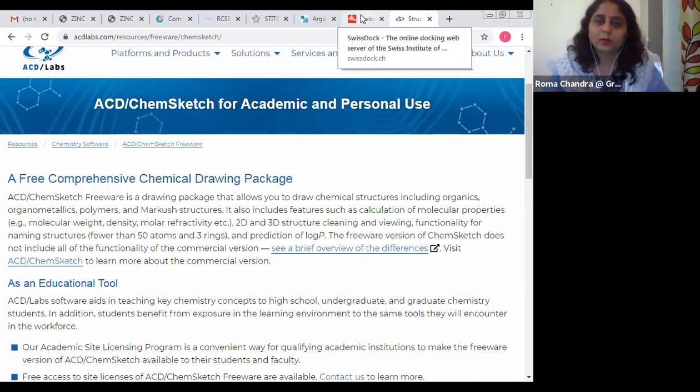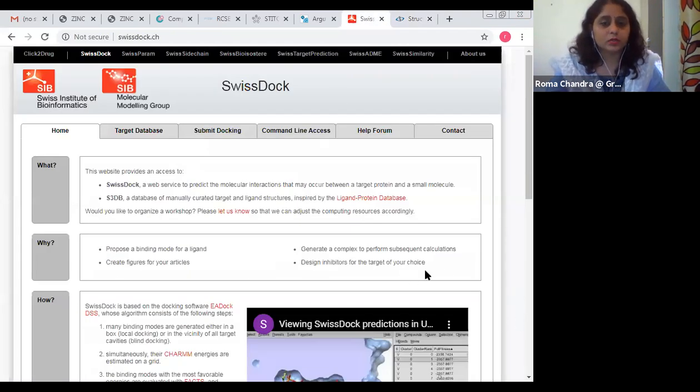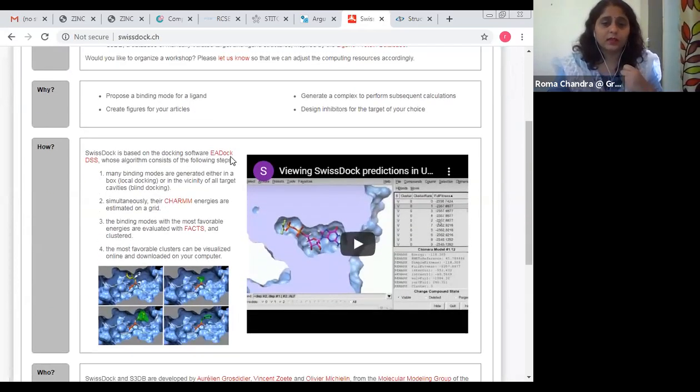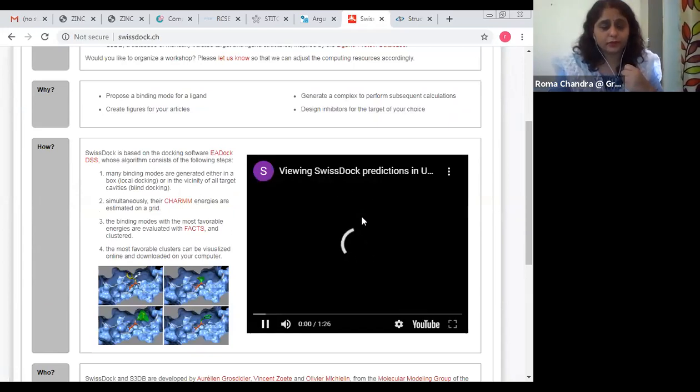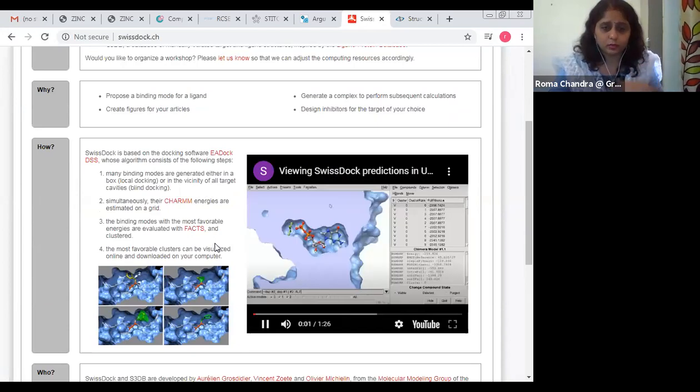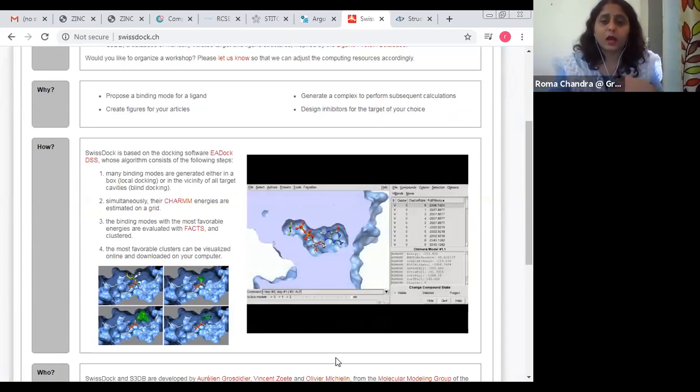But then we need to understand what about the interaction between the two. So Swiss Dock is again a database, a tool basically, that helps to study the interaction of a ligand with the receptor, particularly if the receptor is a protein molecule. You can go through the study where you will see how the receptor is there and how the ligand molecule is working. Again, you need to install this program. You can go for Swiss Dock.